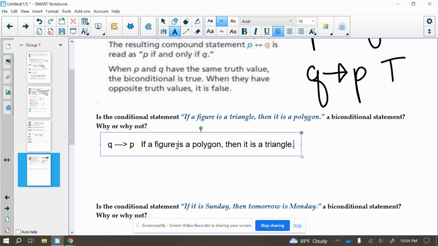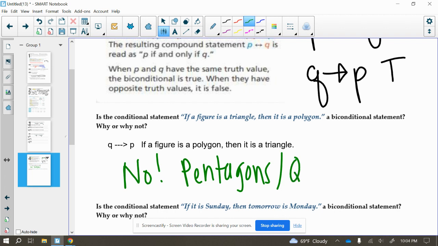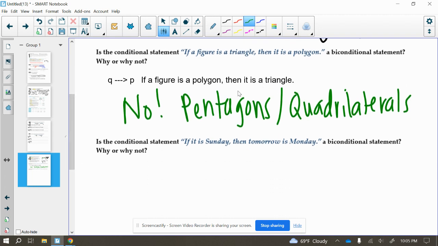Is that necessarily true? The answer here is no, because maybe the figure is a triangle, but we could also have pentagons. We could also have other quadrilaterals, so four-sided figures. All of these are polygons that aren't necessarily triangles. So again, no, because that would disprove it.